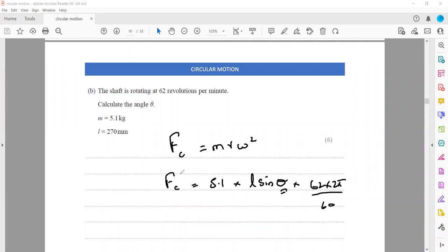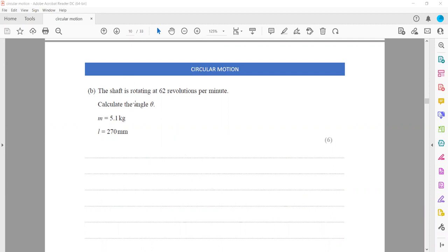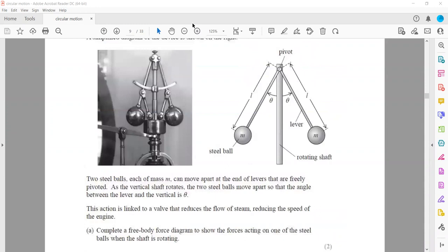Now, what about the centripetal force? How to work out the centripetal force in this example? So the weight of this ball is acting downward. And if we continue this line, these two angles will be the same. As we continue the line, this angle will be theta. The centripetal force is the one which is acting toward the center. So there will be a component of the weight which is responsible for centripetal force.